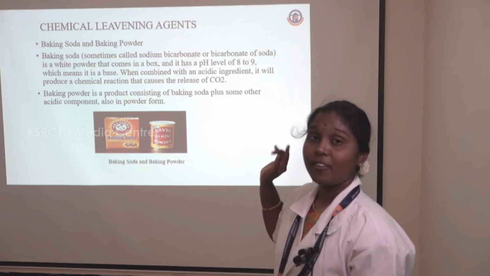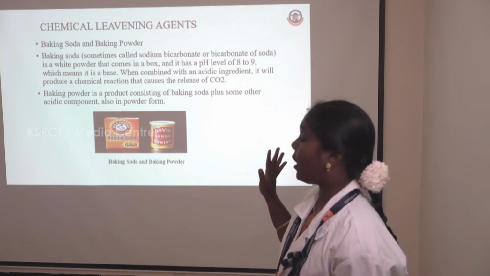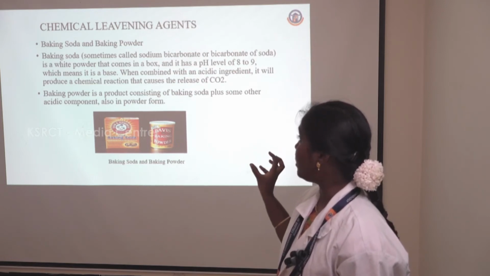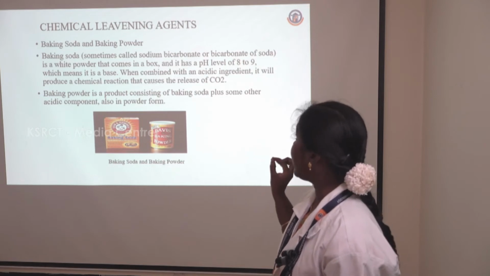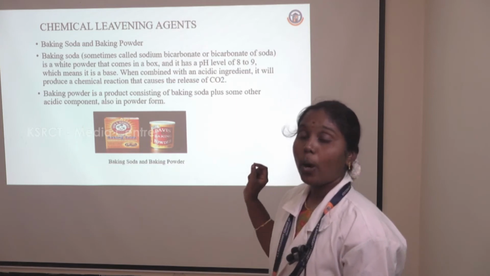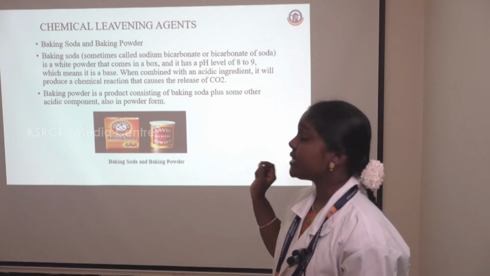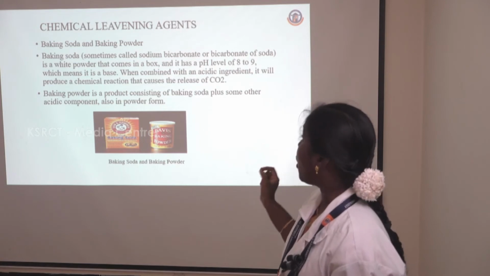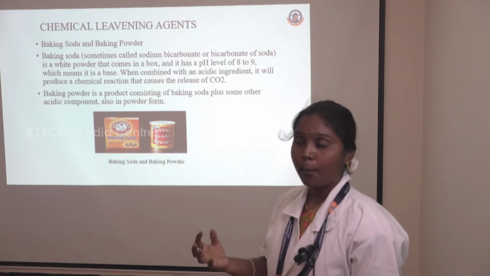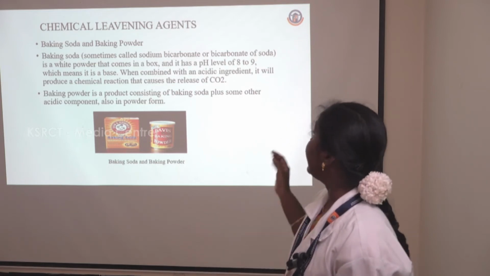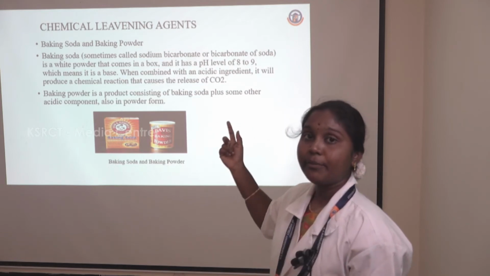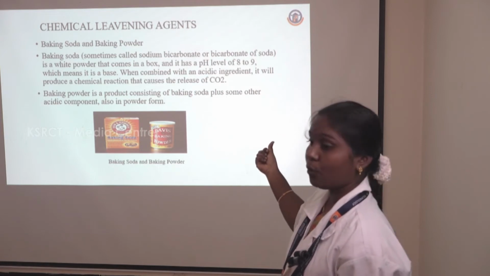If you come to the first one, baking soda, I have already told you it is nothing but sodium bicarbonate. It is a white powder, present in the box. The major point is its pH level is 8 to 9. It's an alkaline condition component, so it's not producing any CO2 by itself. Once it's combined with an acidic ingredient, that means other ingredients, sugar component, coloring component, flavoring component, the CO2 is generated and released. So chemical leavening agents also produce CO2 for the rising purpose.